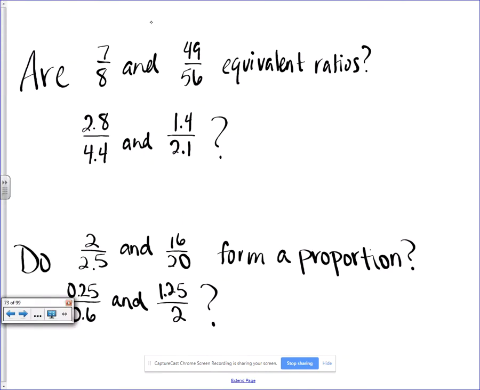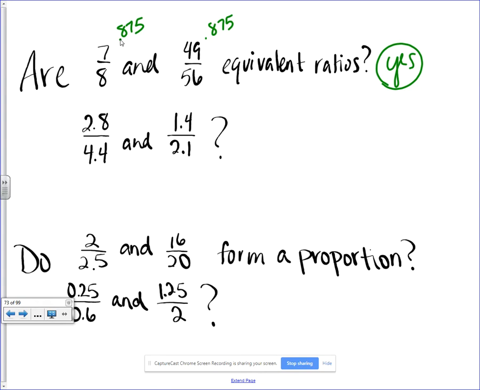So let's do the same with my other ratios down here. I have 2.8 over 4.4. That looks like 0.63 repeating. And I have 1.4 and 2.1. And that gives me 0.6 repeating. So are these things equivalent? The answer here would be no.